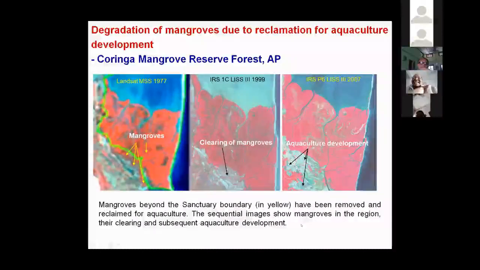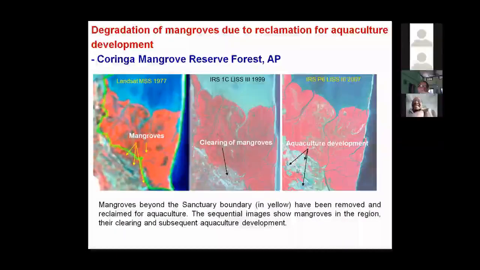Over the period, you have to know that it is not necessarily the case that mangrove always degrades. Sometimes we found that mangrove regenerates, because of plantation activity, and sometimes the mangrove grows. But you have to understand that continuous measurement and continuous mapping are required to understand how the mangrove is changing in a particular area. Next.